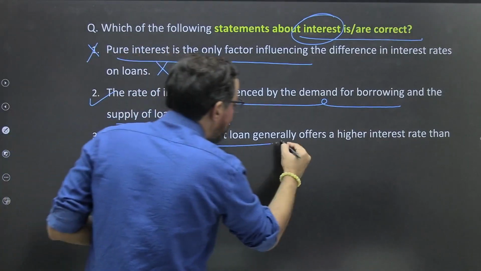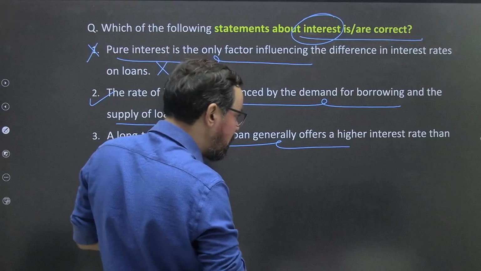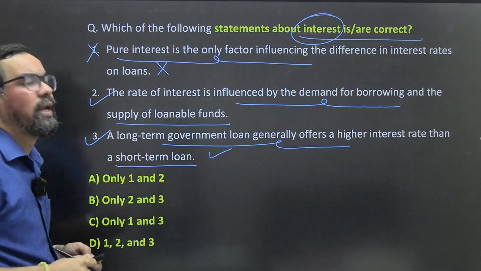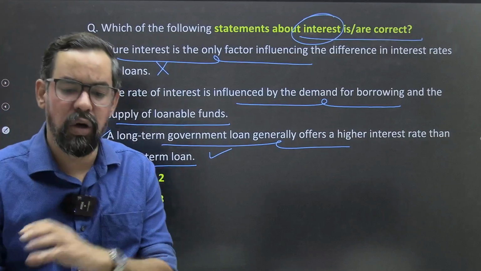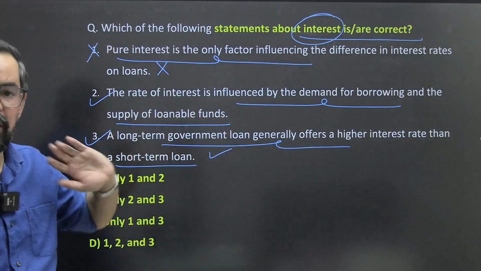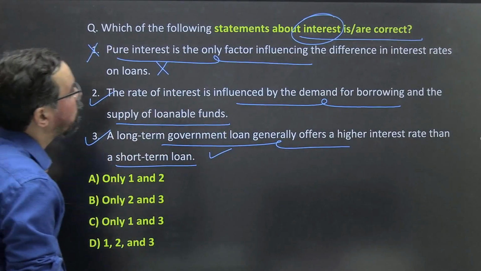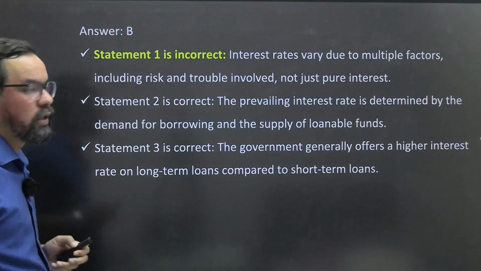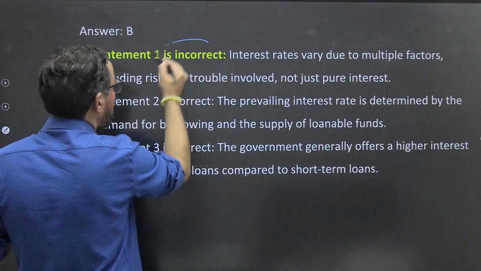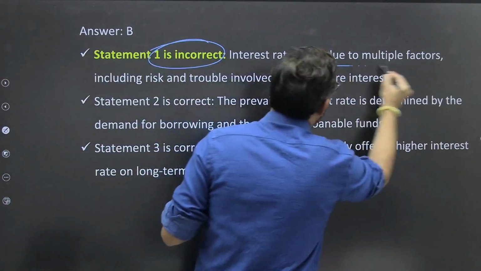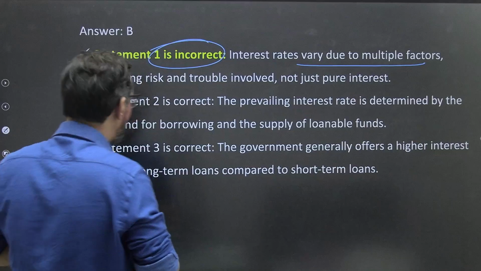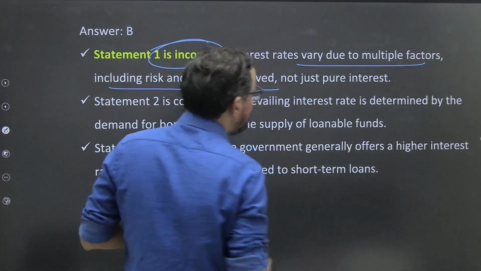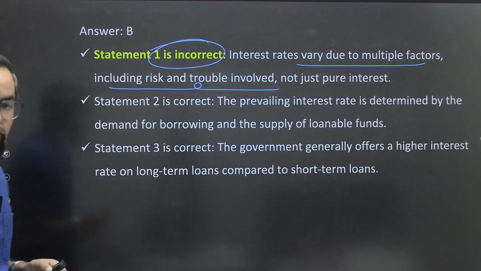A long-term government loan generally offers a higher interest rate than a short-term loan. This is again 100% true, because of the time value of money, opportunity cost, inflation, and so many other factors which are part of this. So what we have to find out is the correct statements: 2 and 3. So option B will be the right answer for this question. Only statement 1 was incorrect. Interest rates vary due to multiple factors including risk and trouble involved, not just pure interest. The remaining two statements are correct.